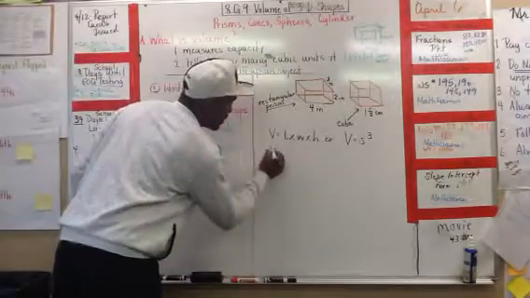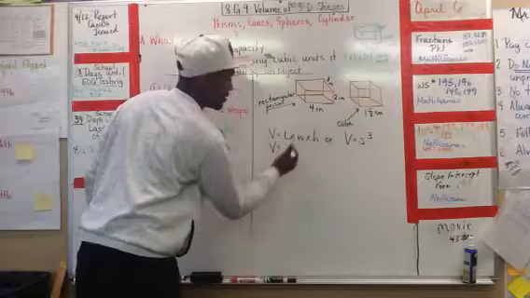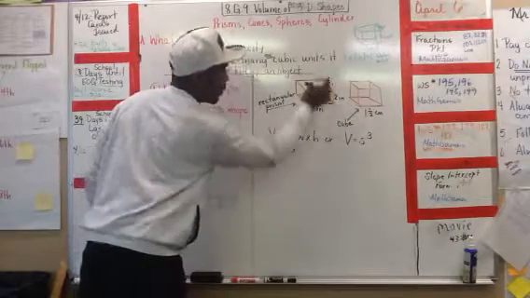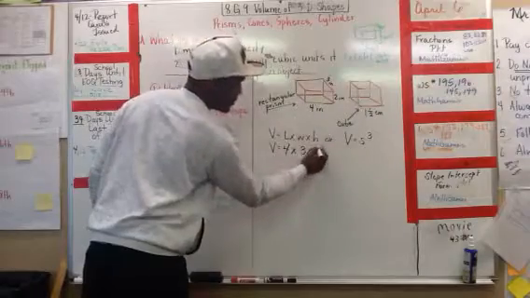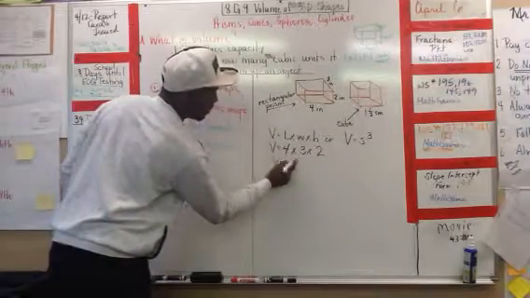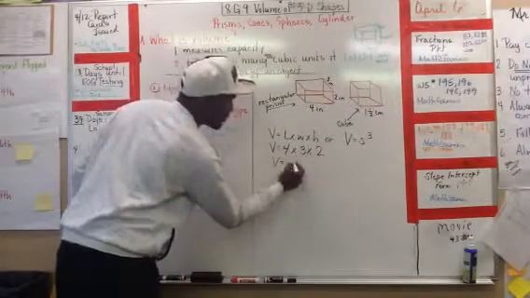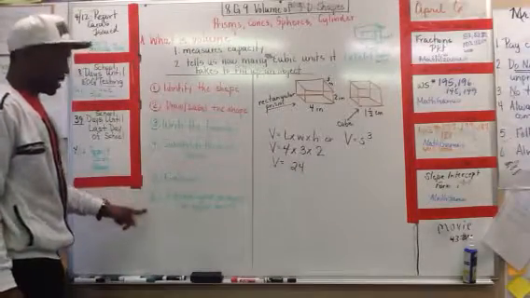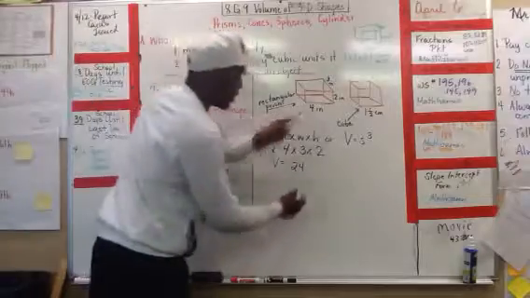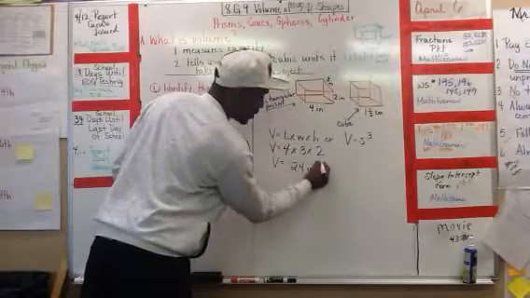When I do V equals, the length is 4, the width is 3, the height is 2. So volume is equal to 4 times 3 is 12, times 2 is 24. That was our evaluate step. Expressed in cubic units, 24 inches cubed.